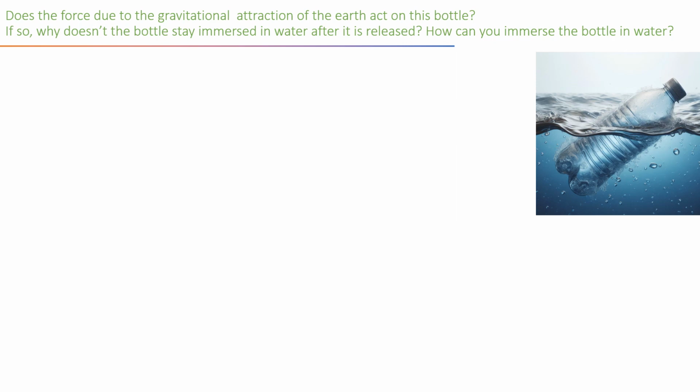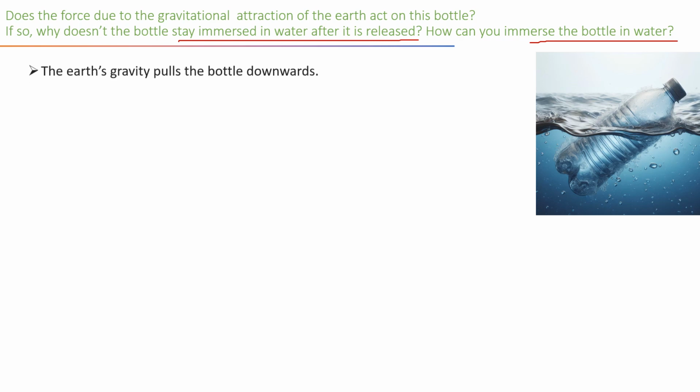Basically, it's acting on it. Gravitational force is a universal law, a universal phenomenon, right? Earth has gravity. Gravity attracts the bottle. Even then, the bottle is floating. It means something else is counteracting this gravitational force. What is that? Why doesn't the bottle stay immersed in the water after it's released? How can you immerse the bottle in water? Let's see that. The earth's gravity pulls the bottle downwards, correct? It's natural, it's a law of nature, so it's universal also. Earth's gravity pulls the bottle downwards. Clear?